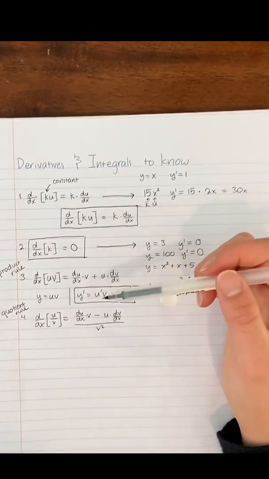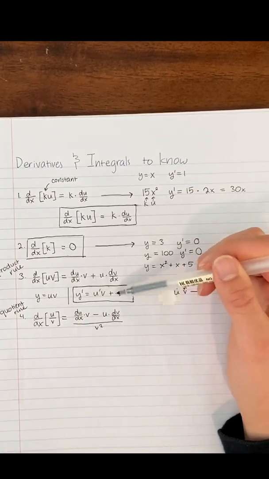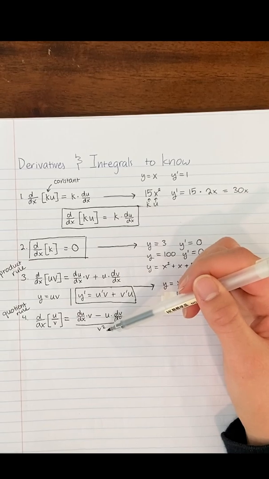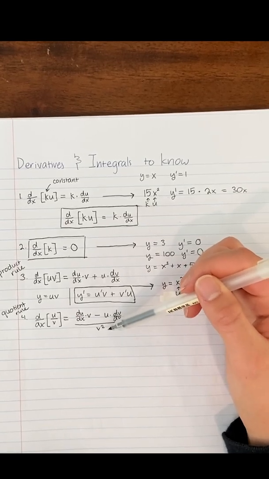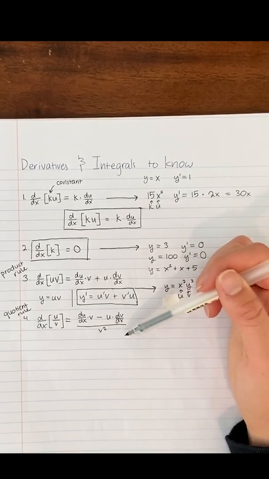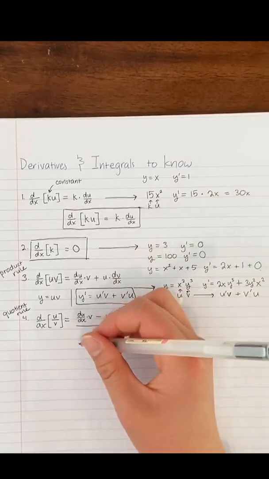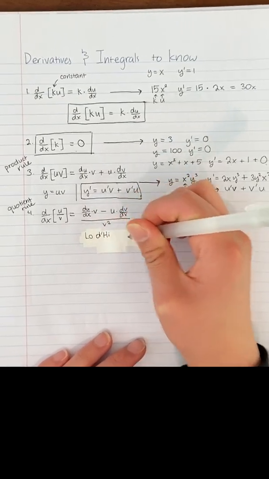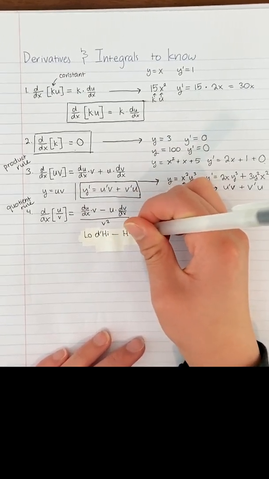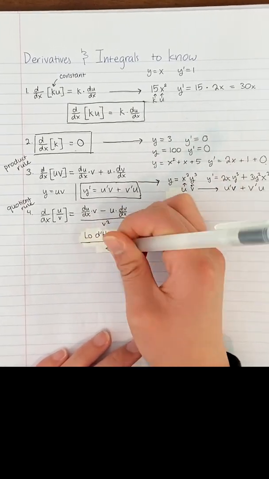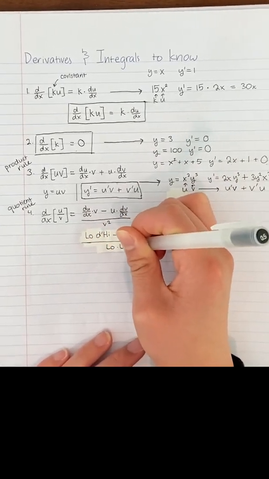So it's practically the same on top, right? Except there's a minus in the middle. And then you take the bottom and you square it. Don't forget this, because I always forget this. Now, I didn't memorize this formula like this. It looks confusing. I remembered it like this. There's like a rhyme. It goes low d high minus high d low over low low.